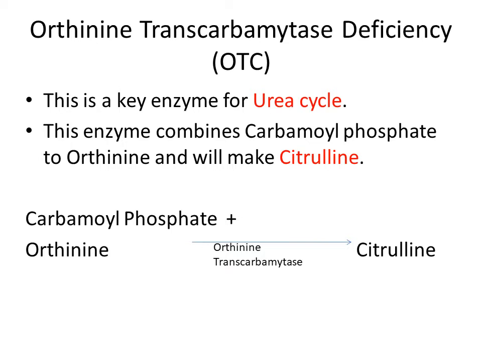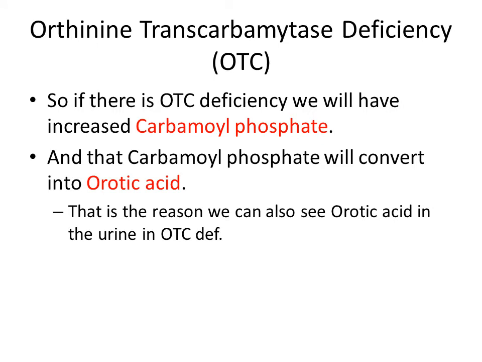This is a key enzyme for the urea cycle, that we are going to talk about in my future videos. This enzyme combines carbamyl phosphate and ornithine and will make citrulline. You can see the reaction of carbamyl phosphate and ornithine reacting and making citrulline with the help of ornithine transcarbamylase. So if there is OTC deficiency, we will have an increased amount of carbamyl phosphate, and that carbamyl phosphate will convert into orotic acid, and that is the reason we can see orotic acid in urine in OTC deficiency.